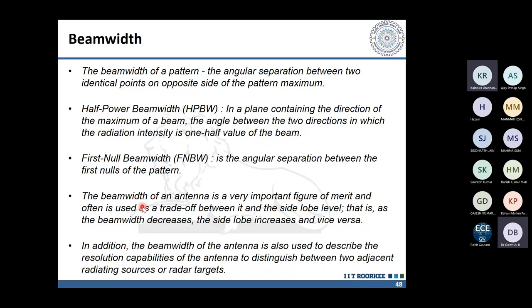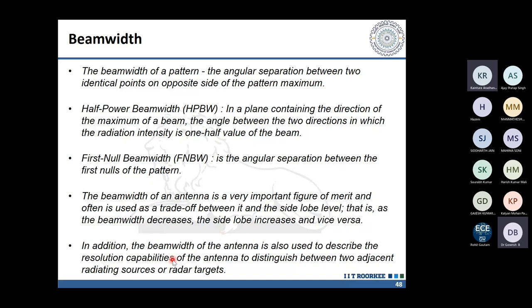Beamwidth is a very important parameter, a figure of merit of an antenna. There is always a trade-off between beamwidth and the side lobe. If you try to make the beamwidth as small as possible, your side lobe will increase. And if you try to make the side lobe as small as possible, your beamwidth will increase. So as engineers, our aim is to optimize the system for the requirement.